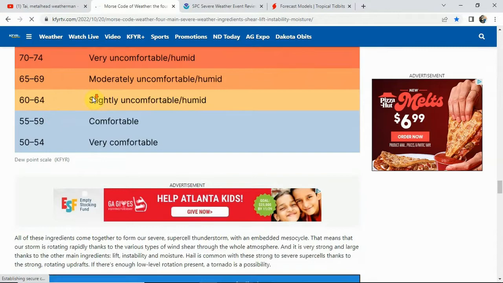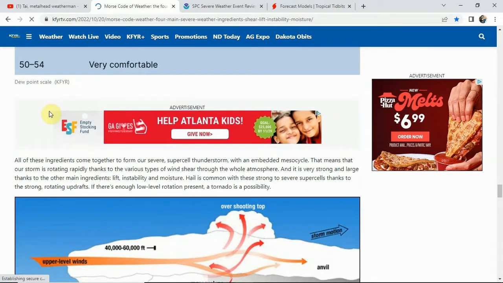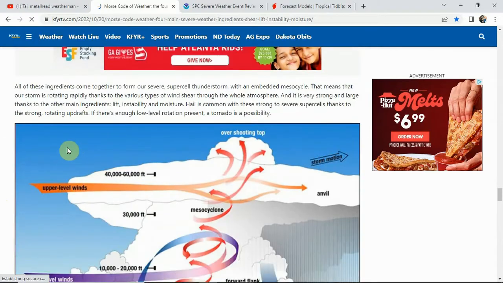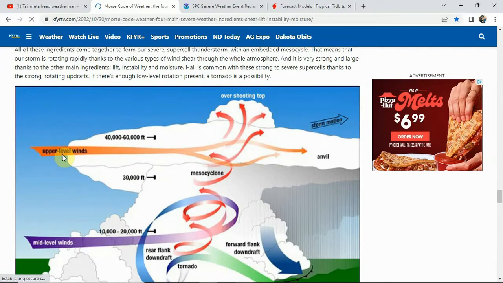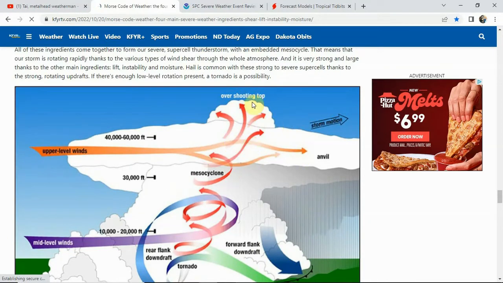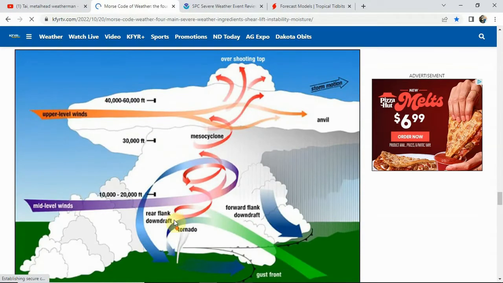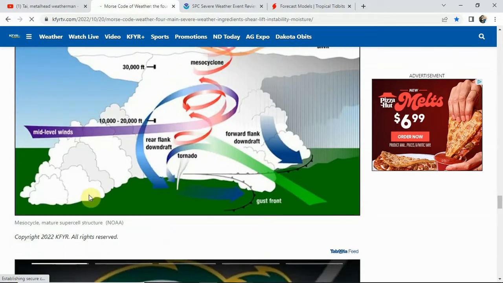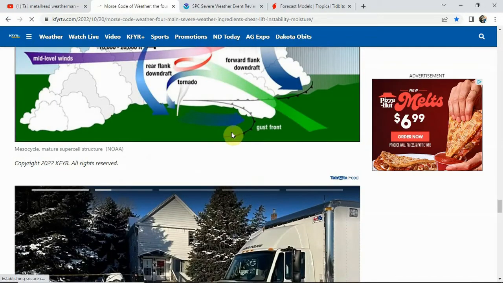But yeah, all four of these ingredients are the key to what forms severe thunderstorms and supercells, and it's these supercells that we often have to look out for the threat of tornadoes with. So here's a little diagram of the supercell here. We'll be talking about that more in another video. I just thought I'd show you. But that's the final result of everything.